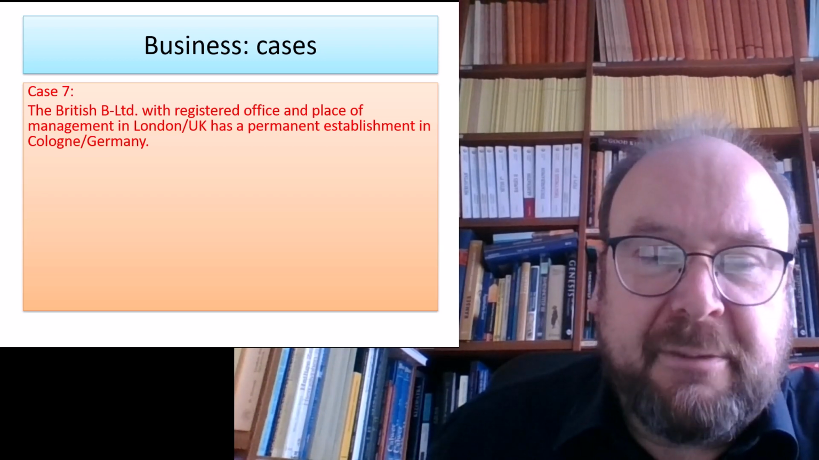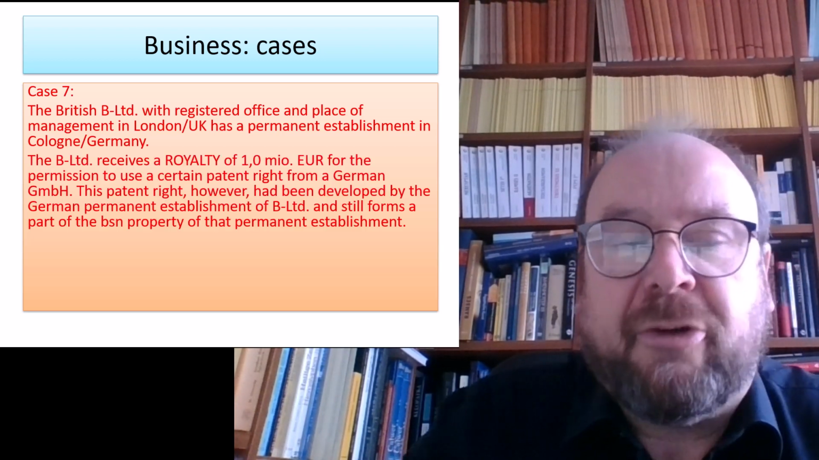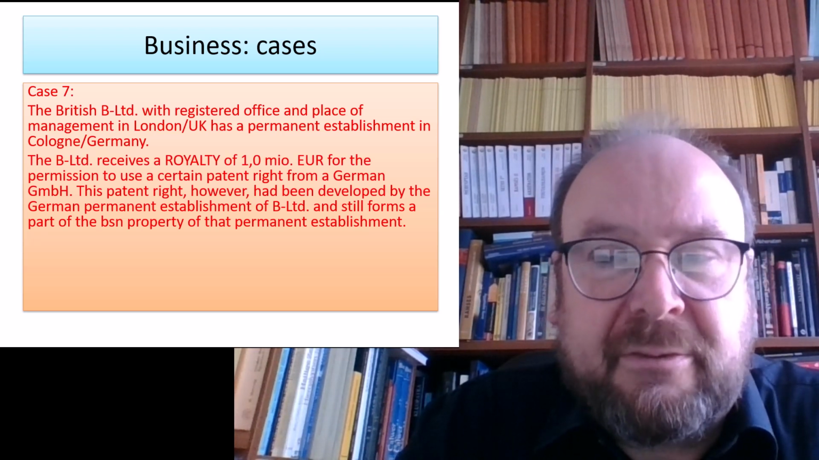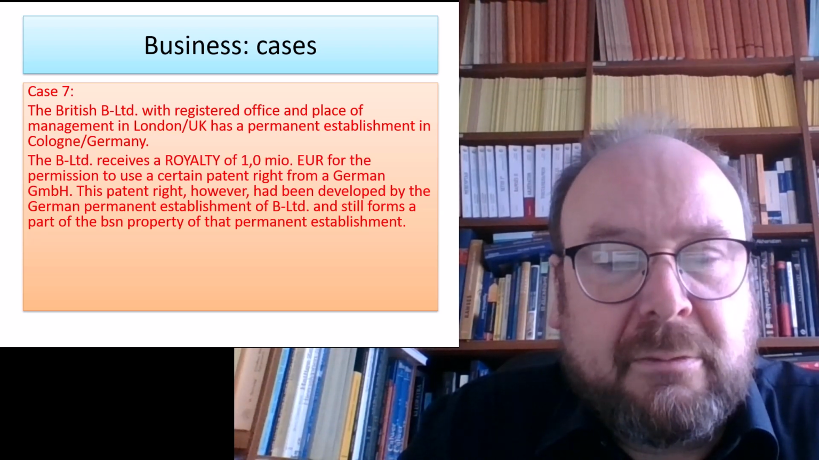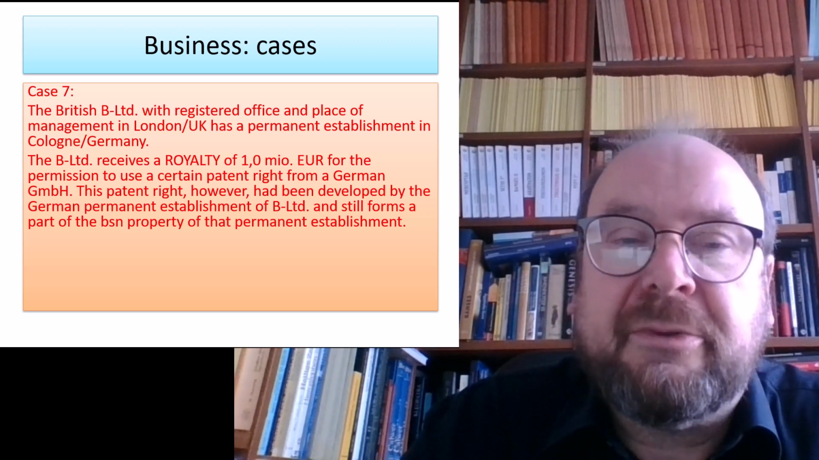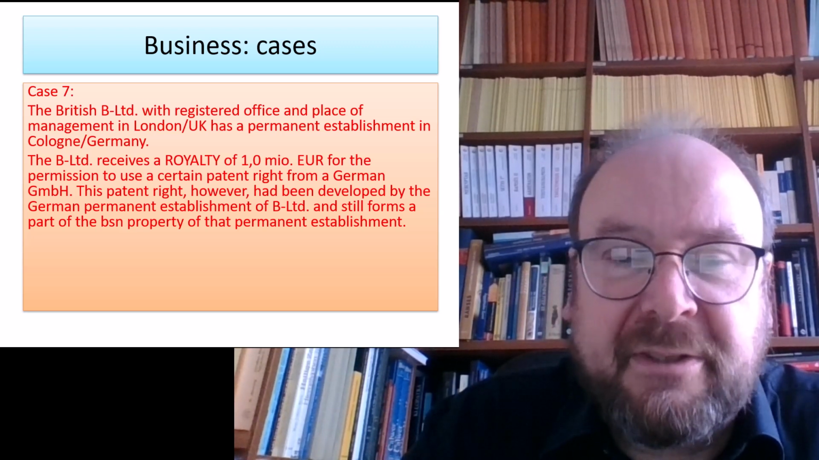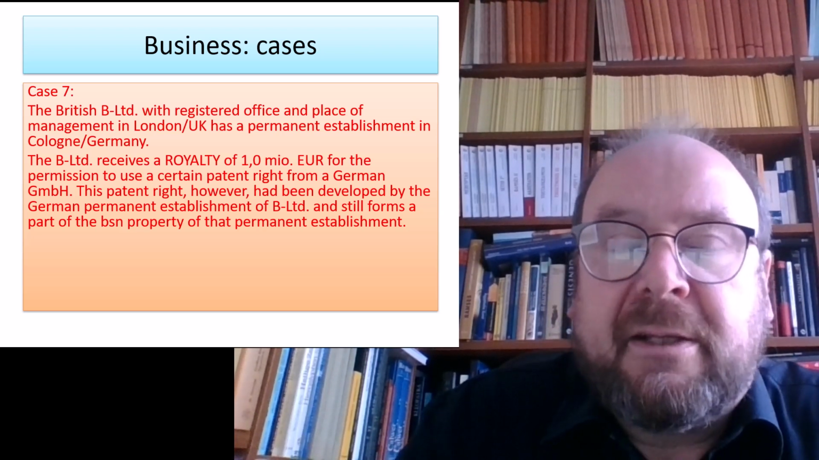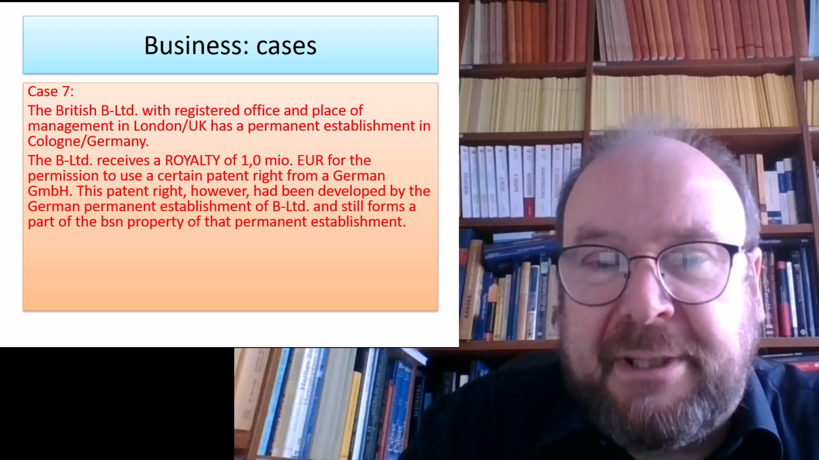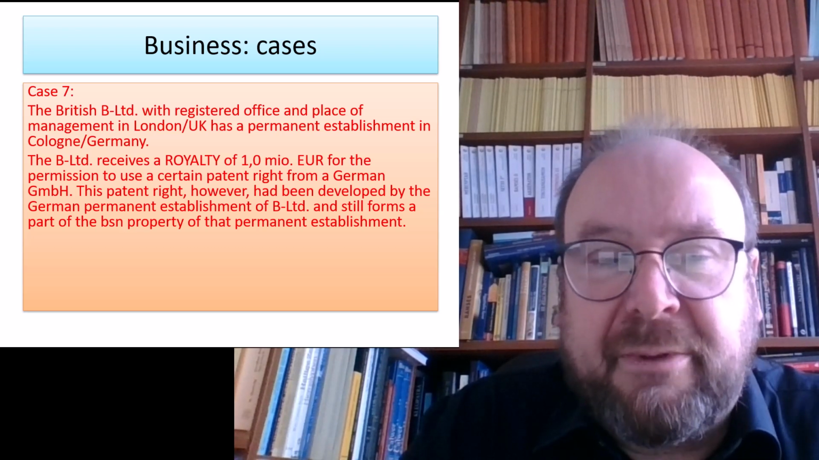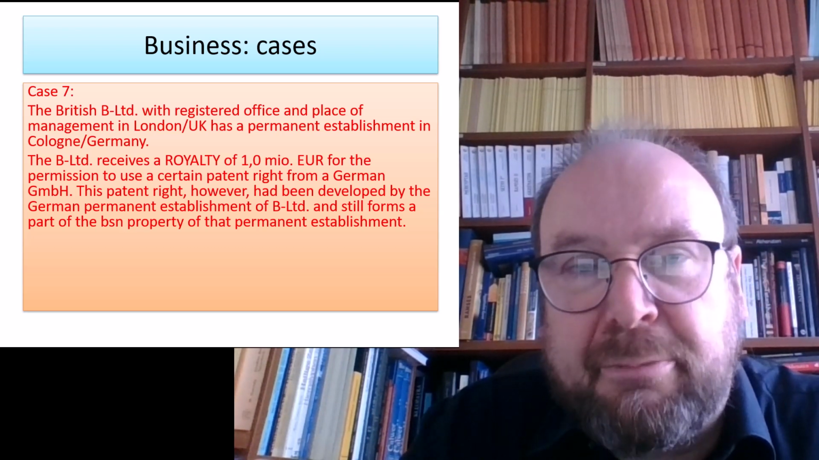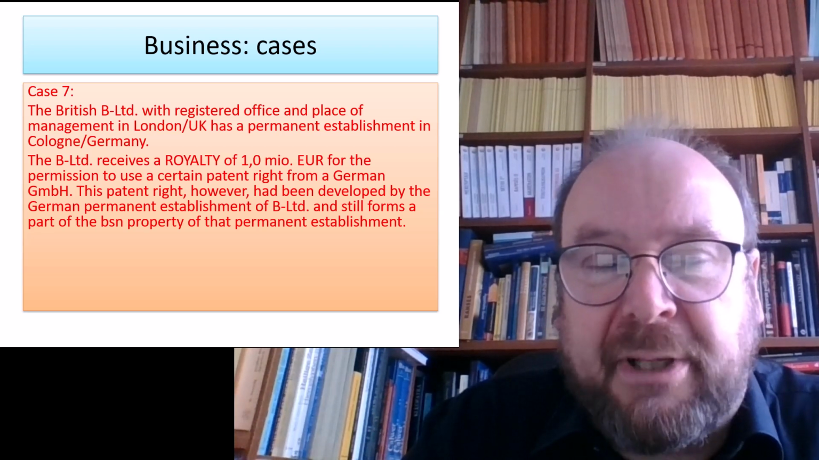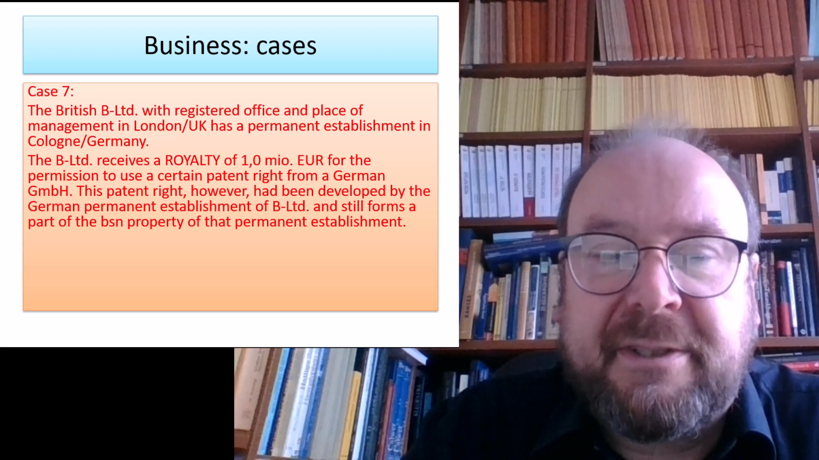Now the B Limited gets a royalty from Germany for the permission to use a certain patent right, and this payment comes from a German GmbH, which is not related, and so on. This patent right, however, had been developed not by the British head office, but by the German permanent establishment of B Limited, and it still forms a part of the business property of that permanent establishment.